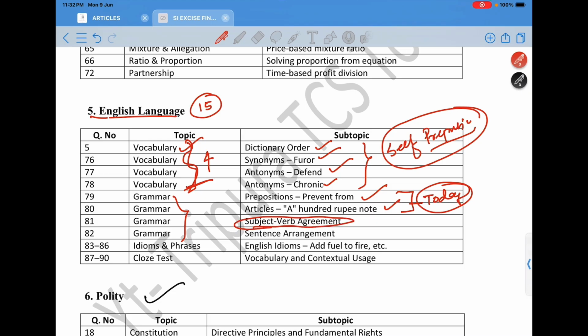These also I cannot teach you. These are very random questions, so you need to practice this yourself. Sentence arrangement also, the PQRST type of question. I can take one session related to this, but still it is a very general thing. You should have basic knowledge of general English so that you will be able to do this. No one can teach you in one video, right?